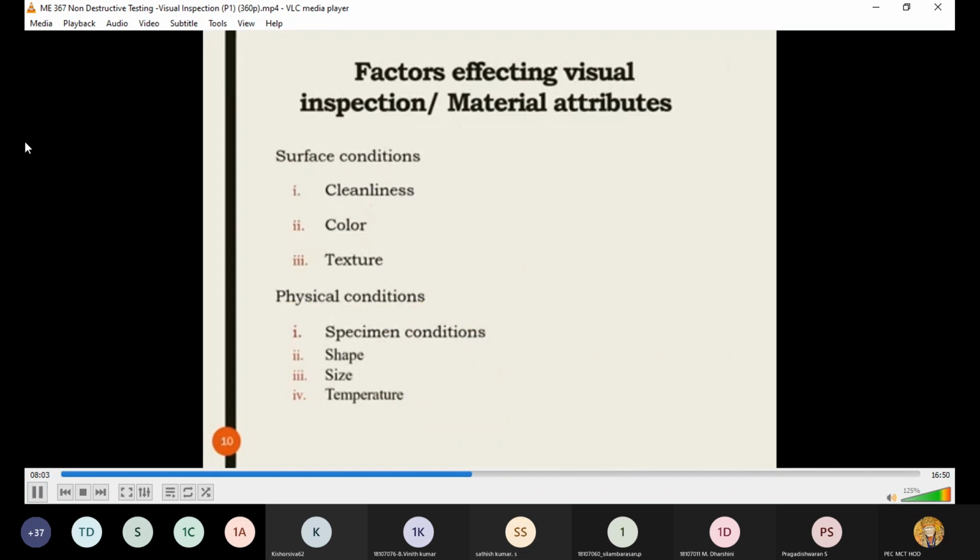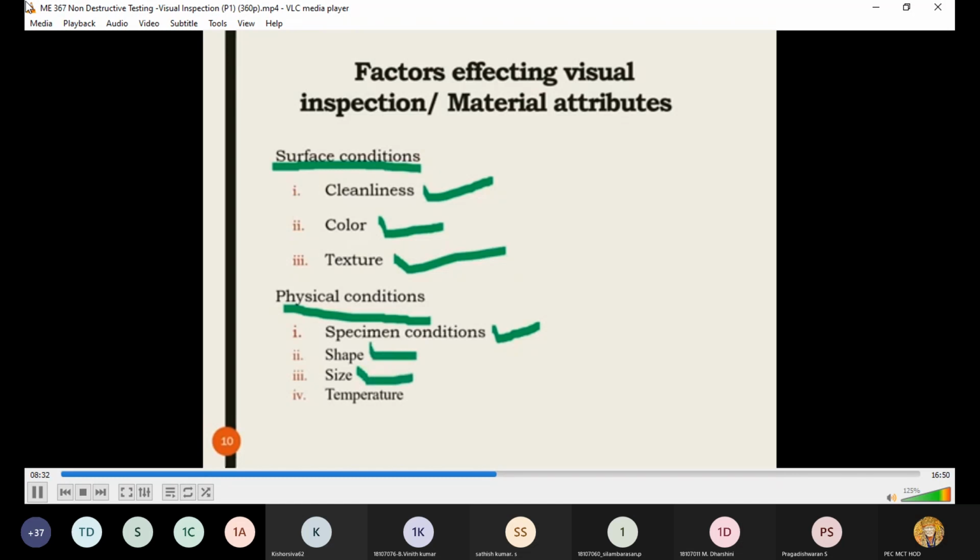Third one is the surface condition, right? The factors that affect visual inspection also depend on the surface conditions. The first one being cleanliness, second the color, third the texture, right? There is also one more factor, the microstructure. And the fourth one is the specimen conditions: the state of the condition, the shape of the specimen, size of the specimen, and the temperature. All of these factors play an important role in the visual inspection method.